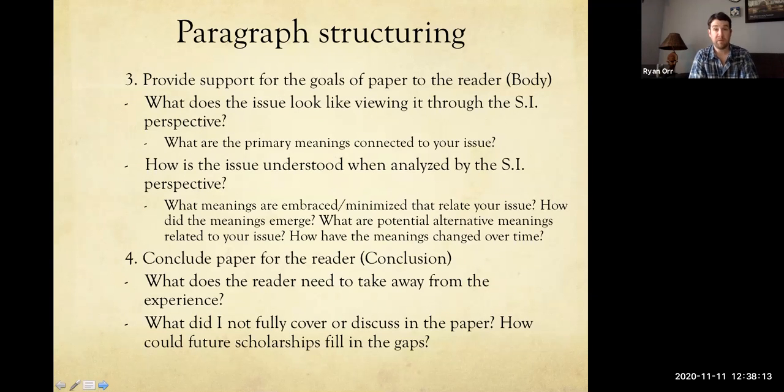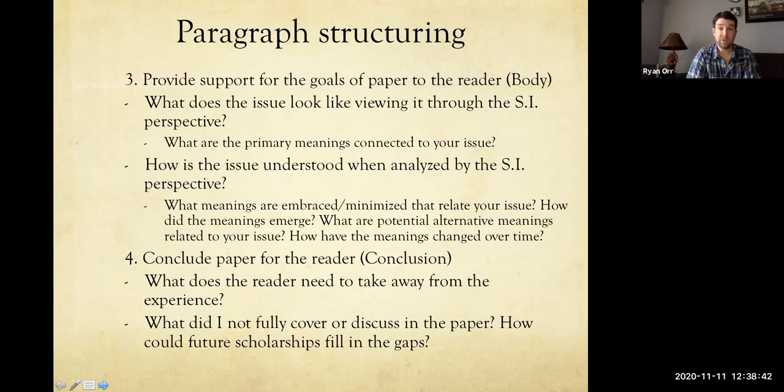So again, when you provide support for your analysis, when you're supporting your thesis in the body of the paper, you're asking yourself a couple different questions. And so, what does the issue look like when you're viewing it through that symbolic interactionist perspective? And here the question basically is, what are the primary meanings connected to your issue? And then another question that ties into the body of the paper when you're supporting your goals.